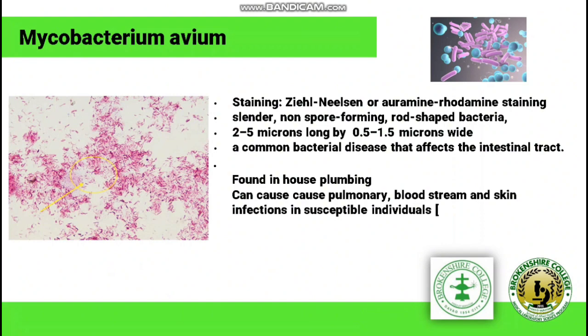Mycobacterium avium is an acid-fast bacterium, meaning it retains certain dyes despite decolorization with acid alcohol. So acid-fast staining techniques such as Ziehl-Neelsen or auramine-rhodamine staining are used. Mycobacterium avium cells appear as slender, rod-shaped bacteria under the microscope, often forming clumps or aggregates, and they measure 2 to 5 microns long by 0.5 to 1 microns wide.